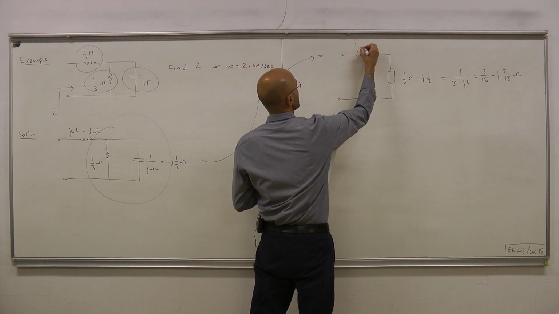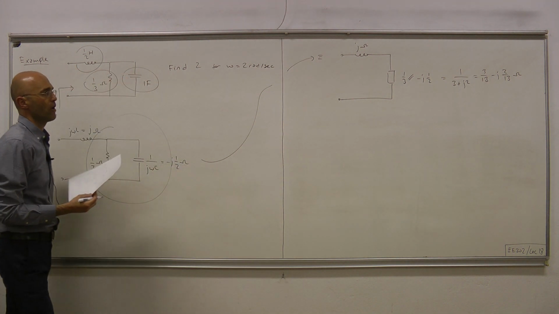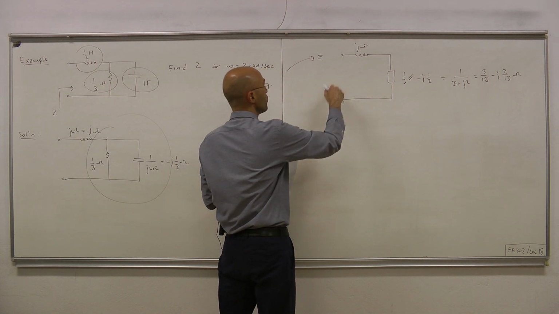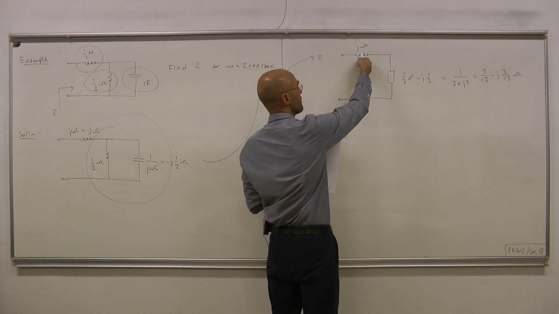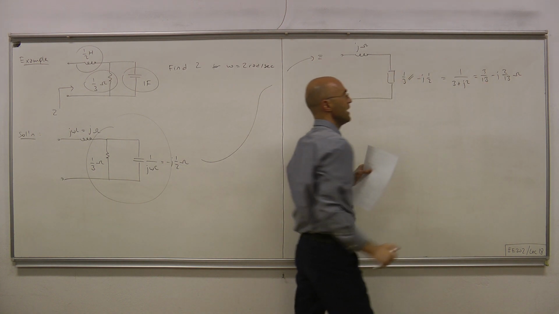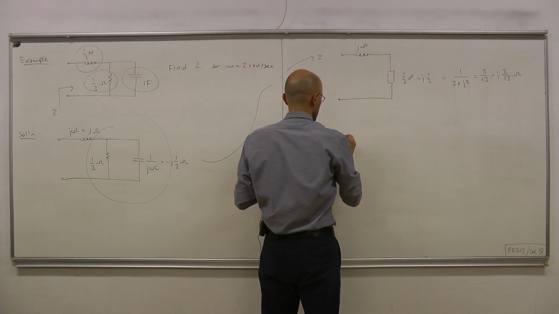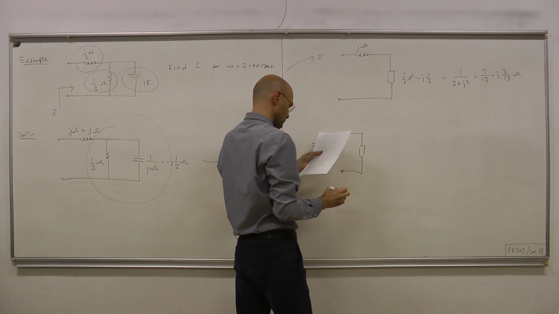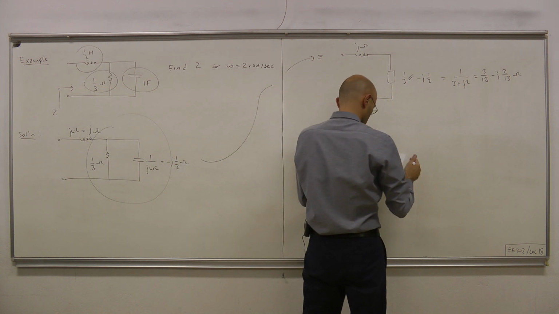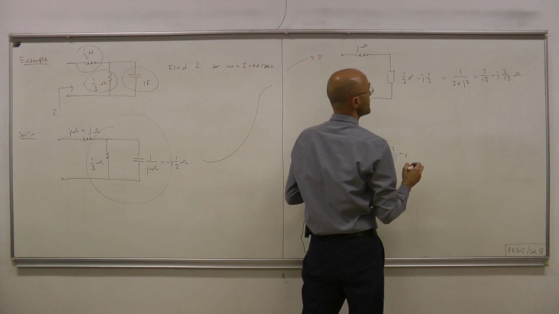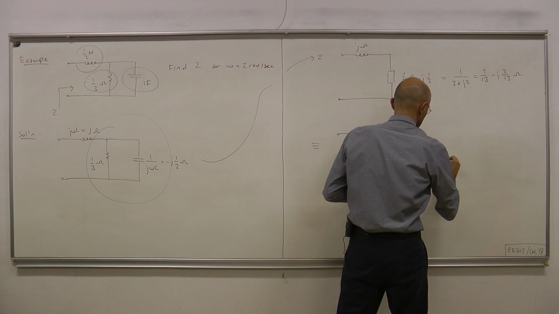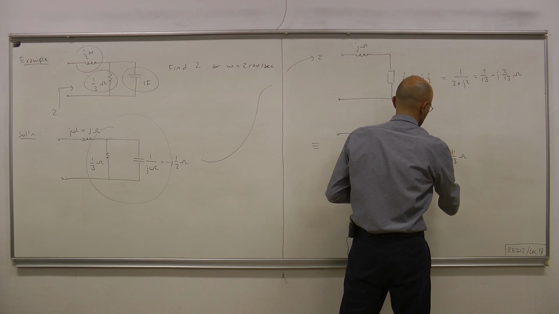And here we have the impedance of the inductor, which is j ohms. And finally, the equivalent impedance for this and that connected in series is simply you add j with that impedance. J in series with 3/13 minus j2/13, and that equals 3/13 plus j11/13 ohms.